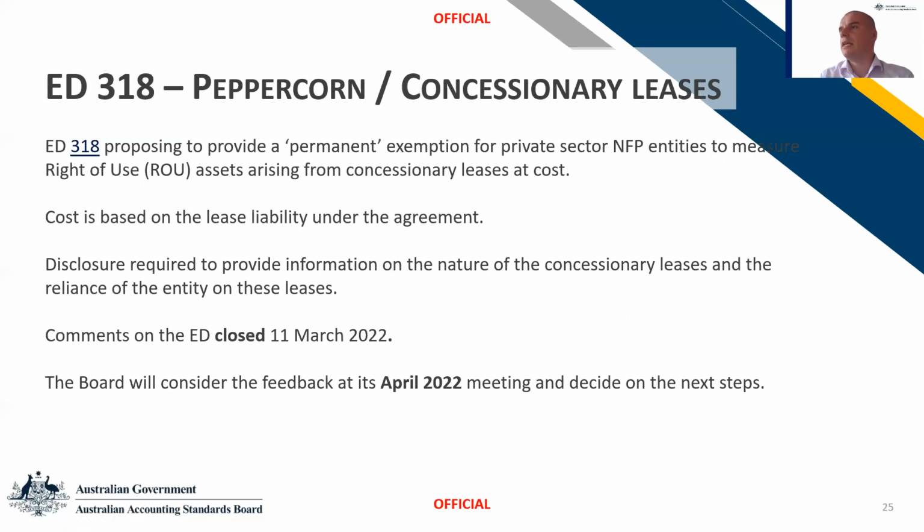Staying with the 318 exposure draft, in terms of the concessionary or peppercorn leases, we already touched base on that. I think that's good news for the not-for-profit private sector, at least, where the board documented its decision in the basis for conclusions to that exposure draft to maintain the accounting policy choice to initially measure right-of-use assets arising from concessional leases at cost or fair value upon initial measurement.